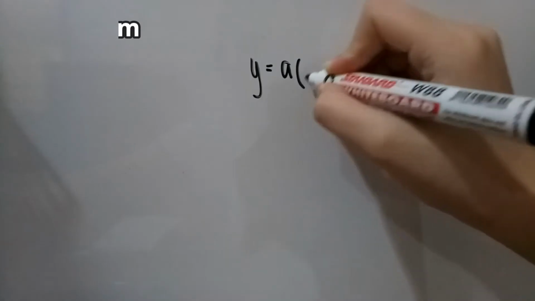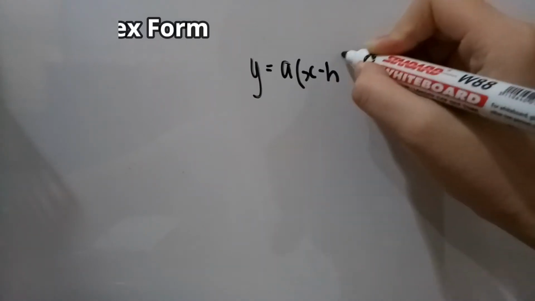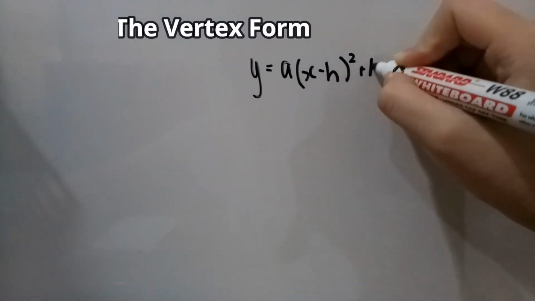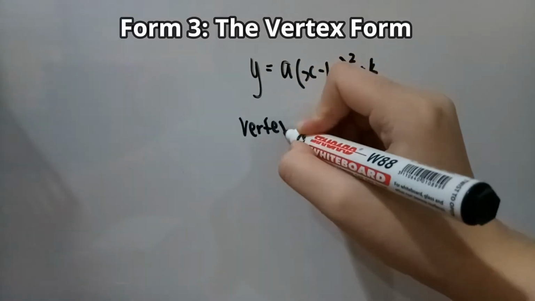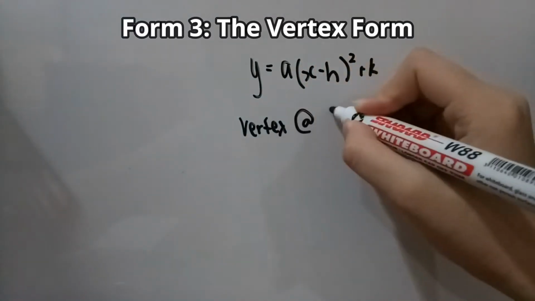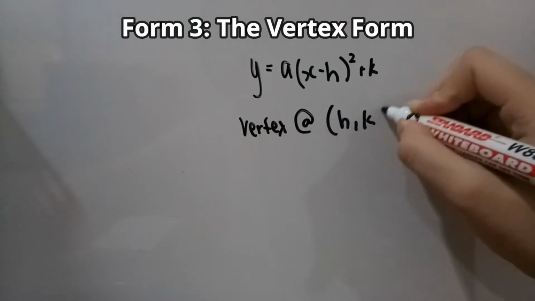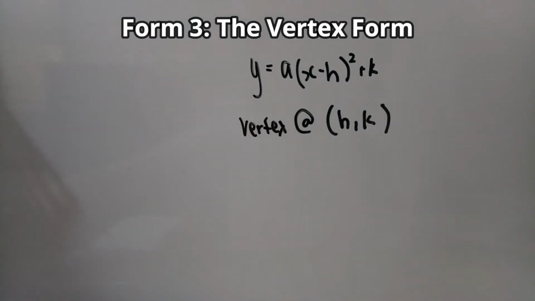Form 3, the vertex form. This last form helps us get the vertex's coordinates real quick. It takes the form of y equals a times (x minus h) squared plus k, and the vertex is located at (h, k). If this form is not directly given in a question, you can change the y-intercept form into this form.